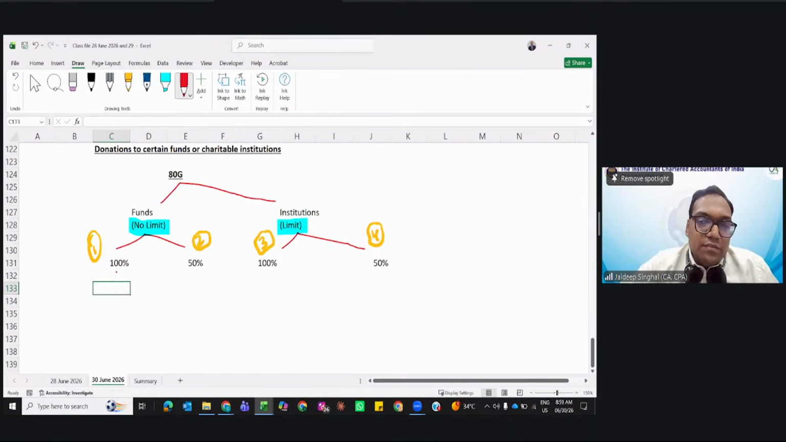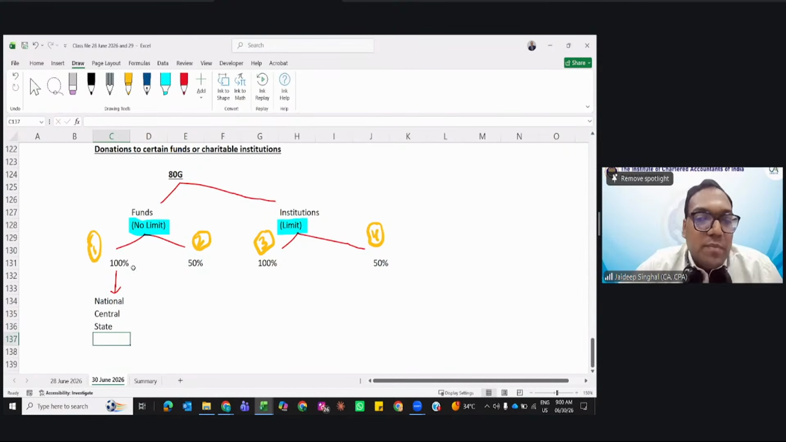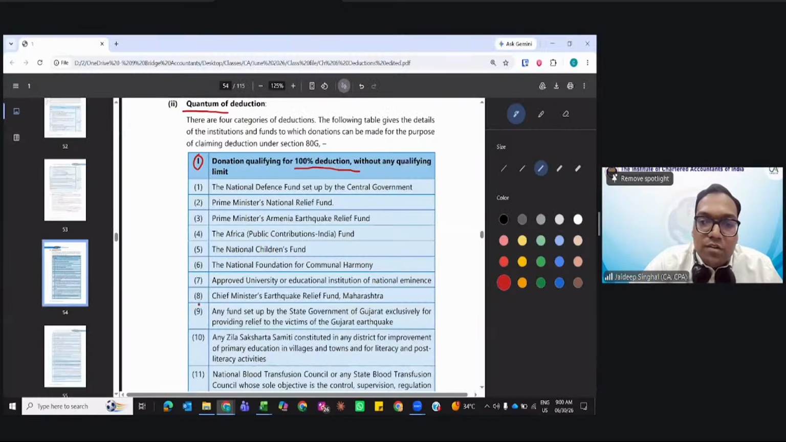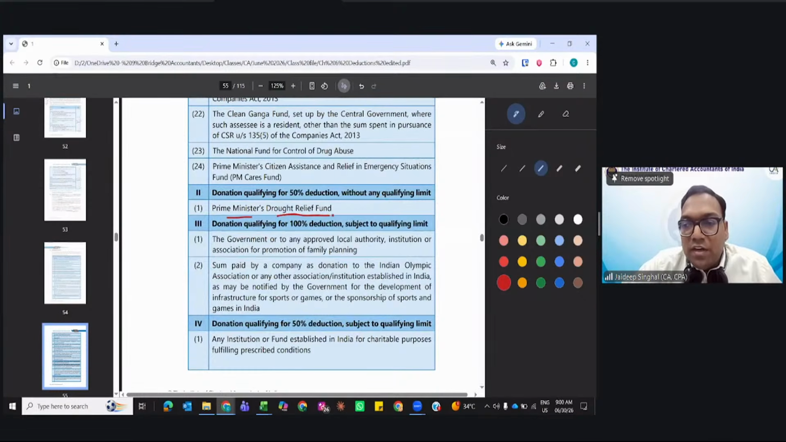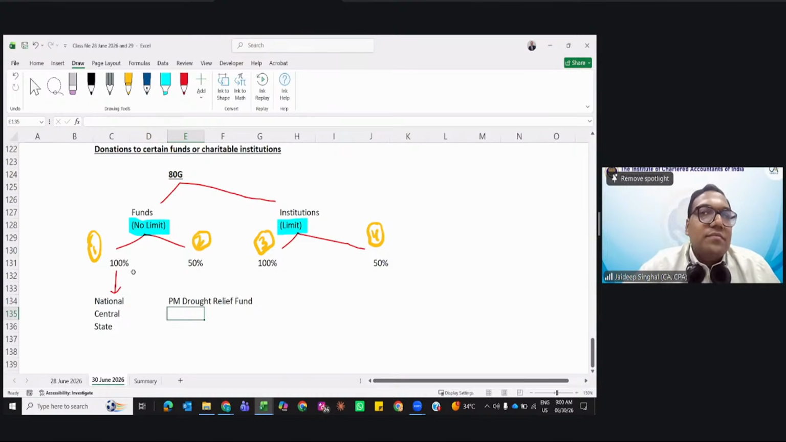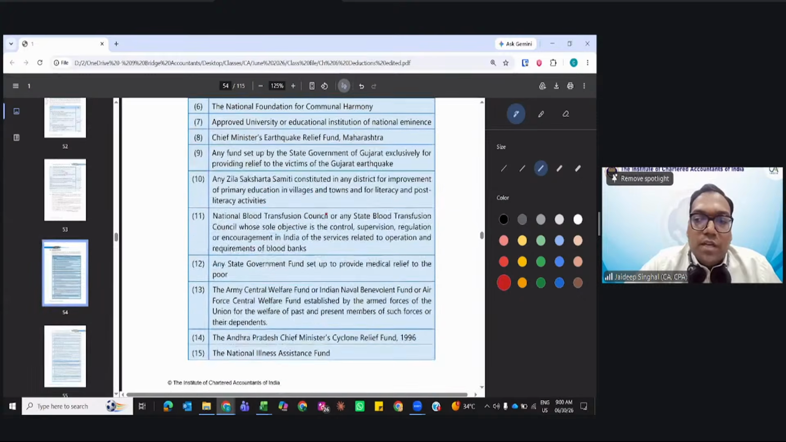If it is any national fund or any central fund or any state fund, you will give 100% deduction, except for one, that is the PM Drought Relief Fund. If you see in the second, 50%, there is only one fund, the Prime Minister Drought Relief Fund. If it is the PM Drought Relief Fund, then only it is 50%, otherwise you will take 100%.